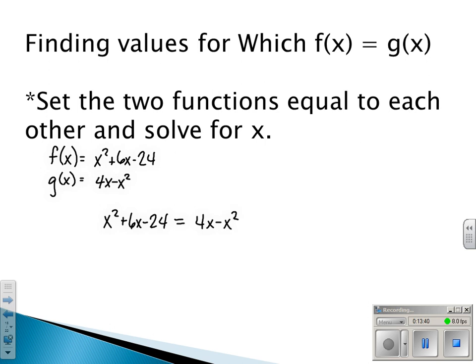Now notice that both functions had an x squared term in them, but one was negative while the other one was positive, so get everything over to the left-hand side. They're not going to cancel out for us. So if we add x squared to both sides, we now have 2x squared. If we subtract 4x from both sides, we have a positive 2x, and then minus 24. Notice that every term of that expression on the left-hand side can be factored by 2, so pull that out.